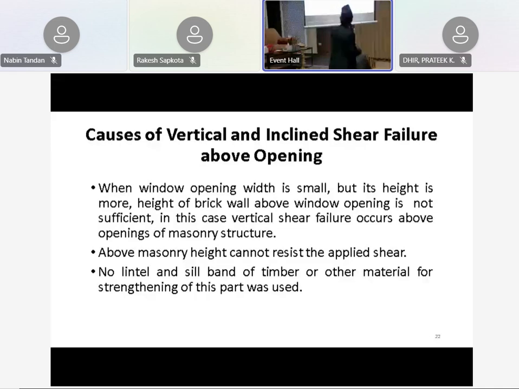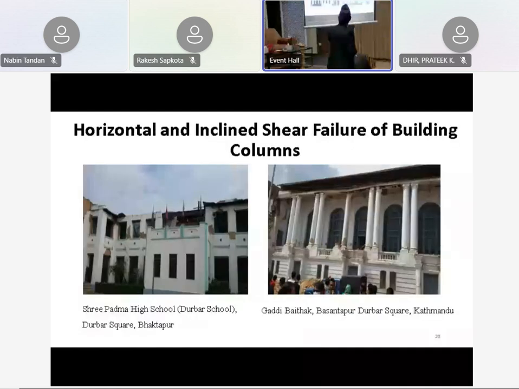Next, please. And you can see Sri Padma High School here, with horizontal and inclined shear failure. All of these columns have failed. Even in the Gaddi Baitak, all the columns failed because they are very slender. They are required to be a little bit bigger in size. Due to this slenderness, we can see the cracks in some of the columns and some parts failed. Next, please.